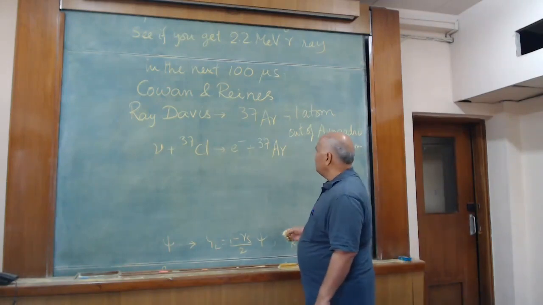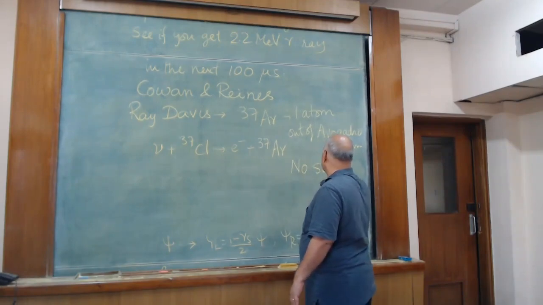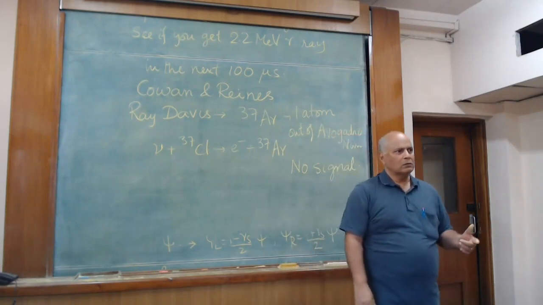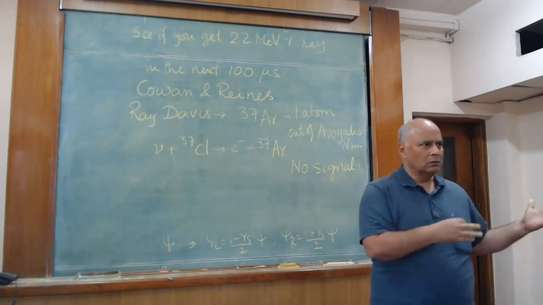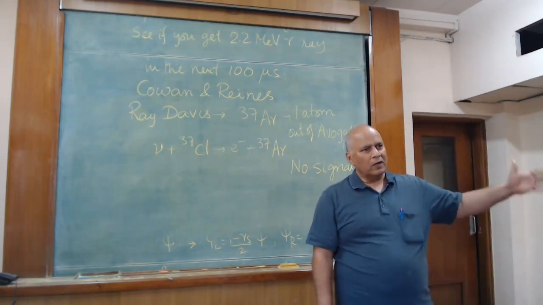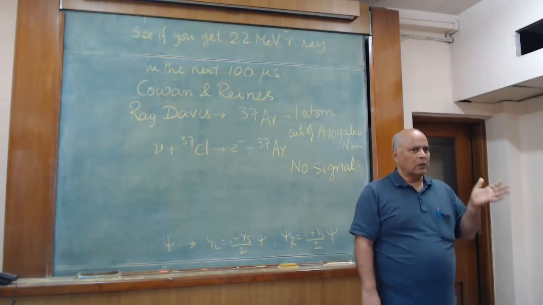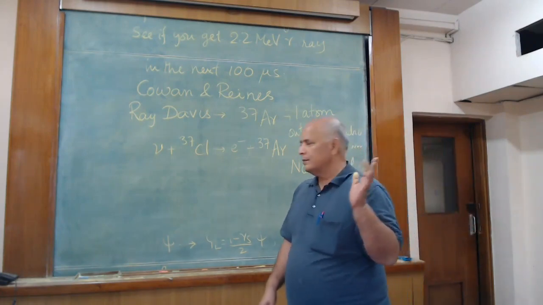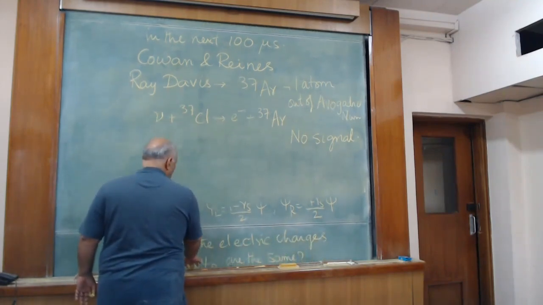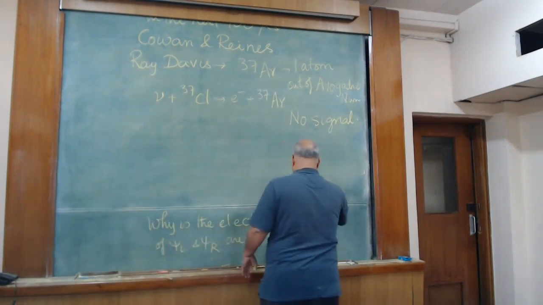Except Davis saw no signal. In Cowan-Reines, both experiments were done at the same reactor, I believe. Cowan-Reines saw a signal, but Davis did not see a signal. So what does this mean? This gave rise to the idea of lepton number.